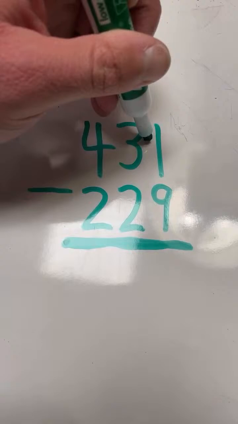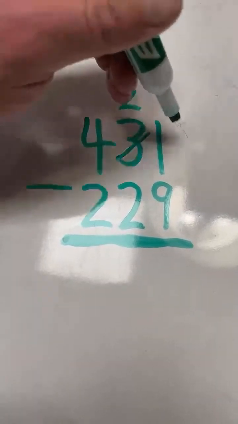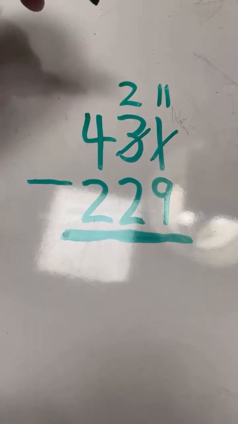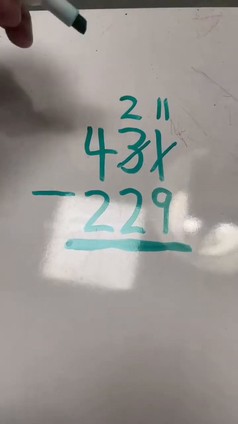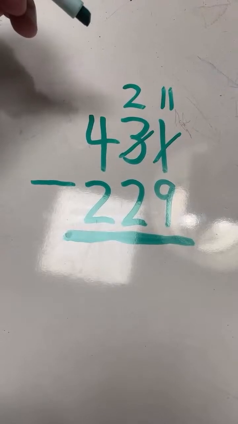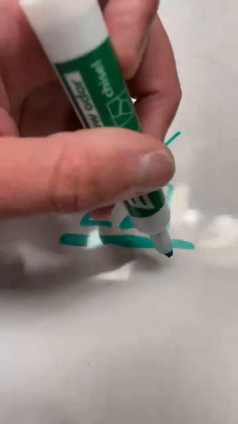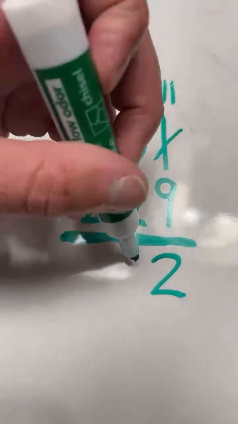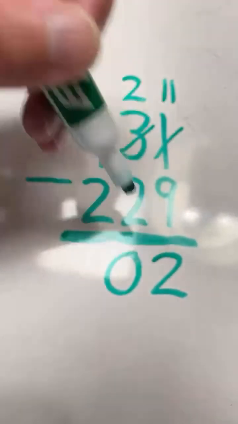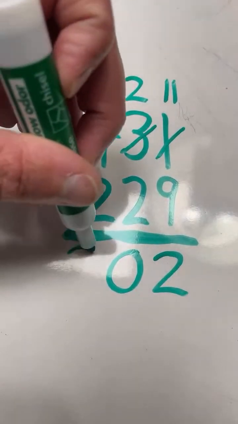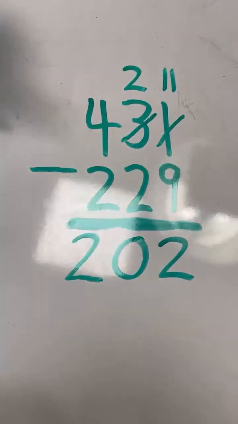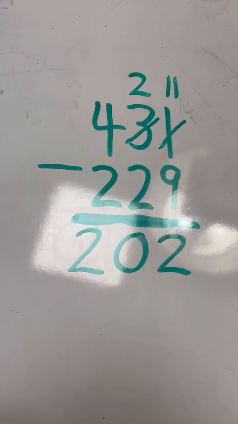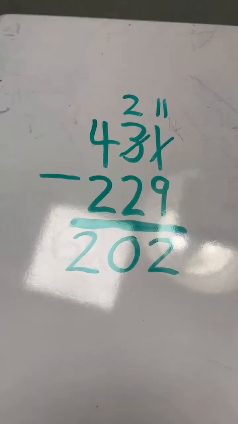So we have to take a 10 from the tens place, the 3 is going to become a 2, and the 1 is going to become an 11. And now we are ready to subtract. 11 minus 9 equals 2. 2 minus 2 equals 0. 4 minus 2 equals 2. And we have our final answer, 431 minus 229 equals 202.